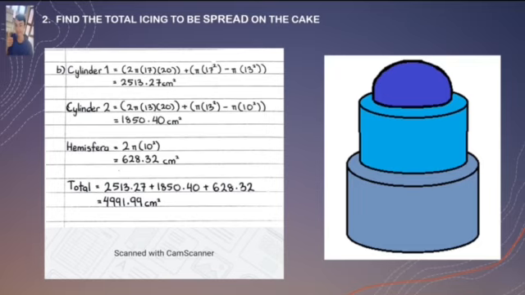So we can substitute into the formula, which is open the bracket 2 times pi times 13 times 20, close the bracket, plus open the bracket pi times 13 squared minus pi times 10 squared, close the bracket, equal to 1850.40 centimeter squared. For the hemisphere, we didn't count the bottom area because we can put the icing.